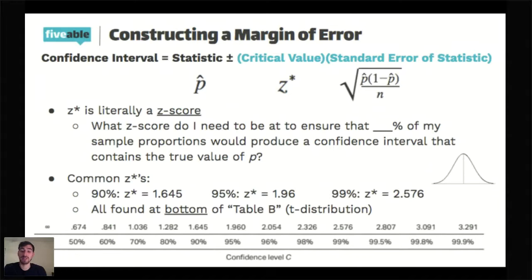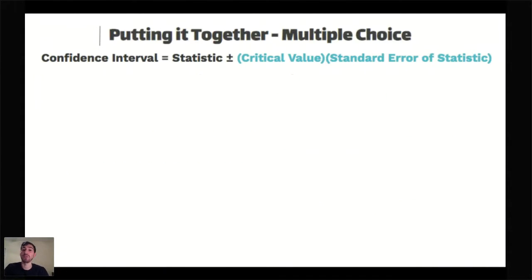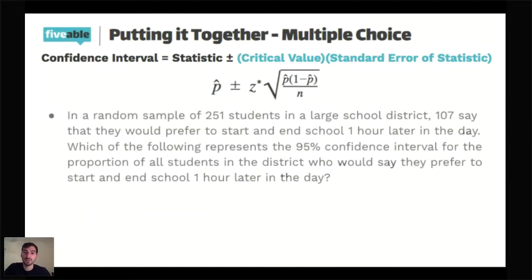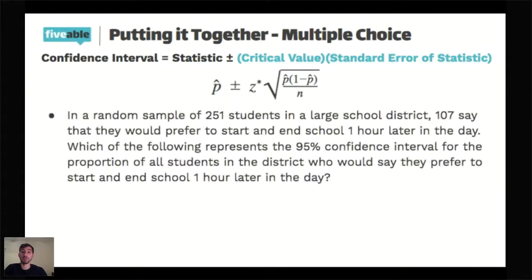And what's nice about this little table at the bottom is it's going to come in handy quite a bit when you are doing multiple choice problems and you are looking to actually put together a confidence interval. In the multiple choice section, the most common thing to do is to give you a scenario and then give you a setup of a formula to say, like, which of these intervals represents the 95% confidence interval for whatever. So like in this scenario, in a random sample of 251 students in a large school district, 107 say that they would prefer to start and end the school day 1 hour later in the day.